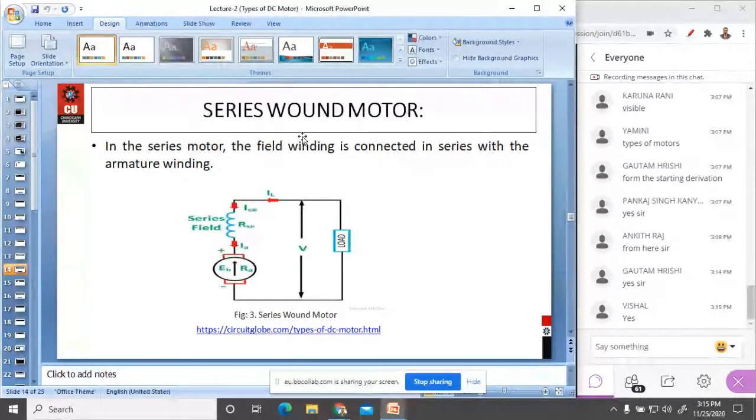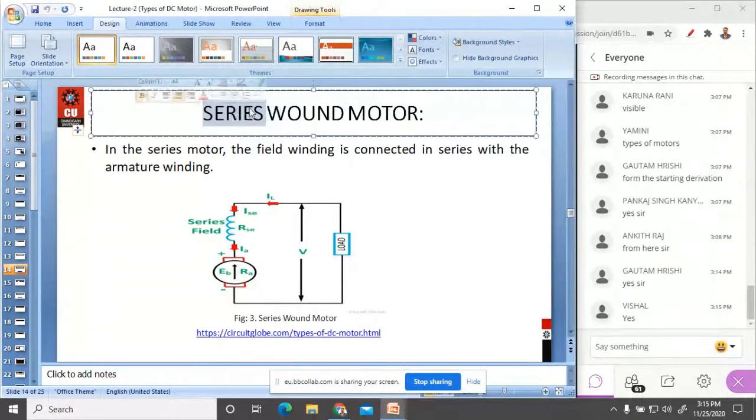So now, series wound motor. What is a series wound motor? As the name suggests, series means you have to connect your series field winding and your armature winding in series. So this is the series connection. Both the windings, field winding as well as armature winding, are connected in series. That's what the name suggests, series winding.